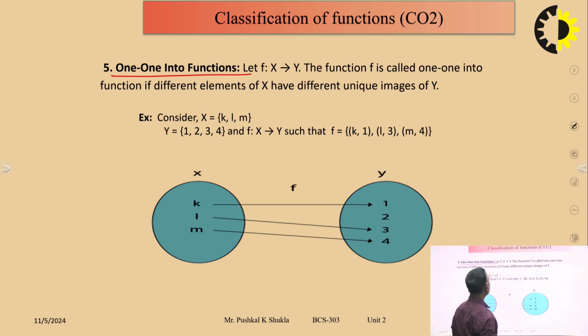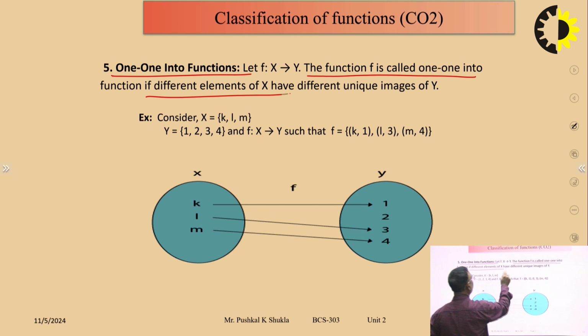Next type is one-one into function. Let f from X to Y be a function, then function f is called one-one if different elements of X have different unique images in Y.